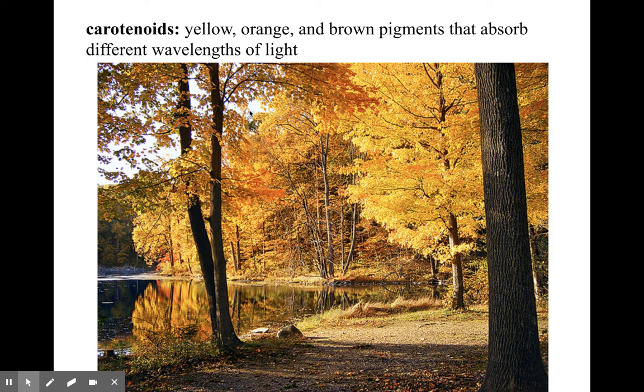So plants have lots of different pigments. Chlorophyll is the one that we really care about because we're talking about photosynthesis, but do know there are other pigments in plants. And that is the end of this section of notes.